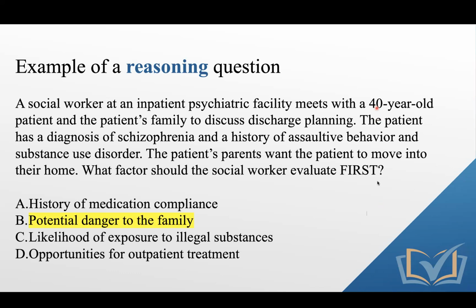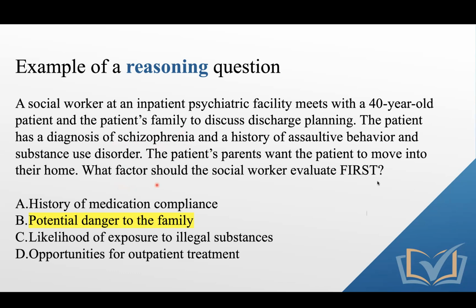If you look at this question here, we have a 40-year-old patient, and he's about to be discharged. The patient has a mental illness, also has a history of assaultive behaviors and substance use disorder. So if you look at the history of this patient, he's a high-risk patient for discharge. So that's an indicator here. Now let's keep reading. The patient's parents want the patient to move into their home. So the client is high risk, he's a safety concern. And if he moves into the parents' home, the parents are at risk as well. So we have a lot of safety concerns here.